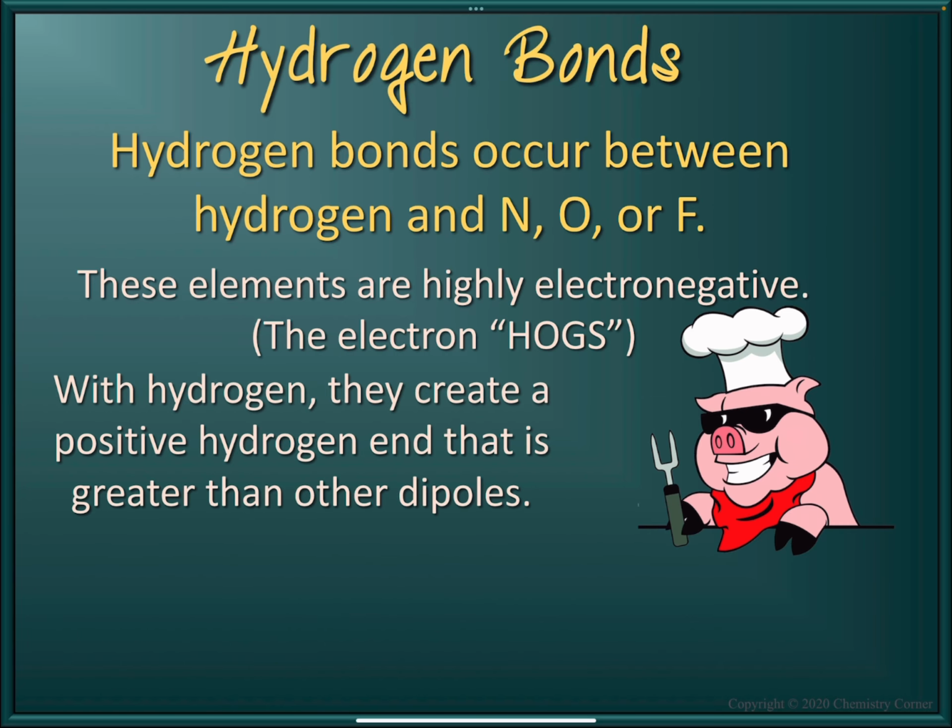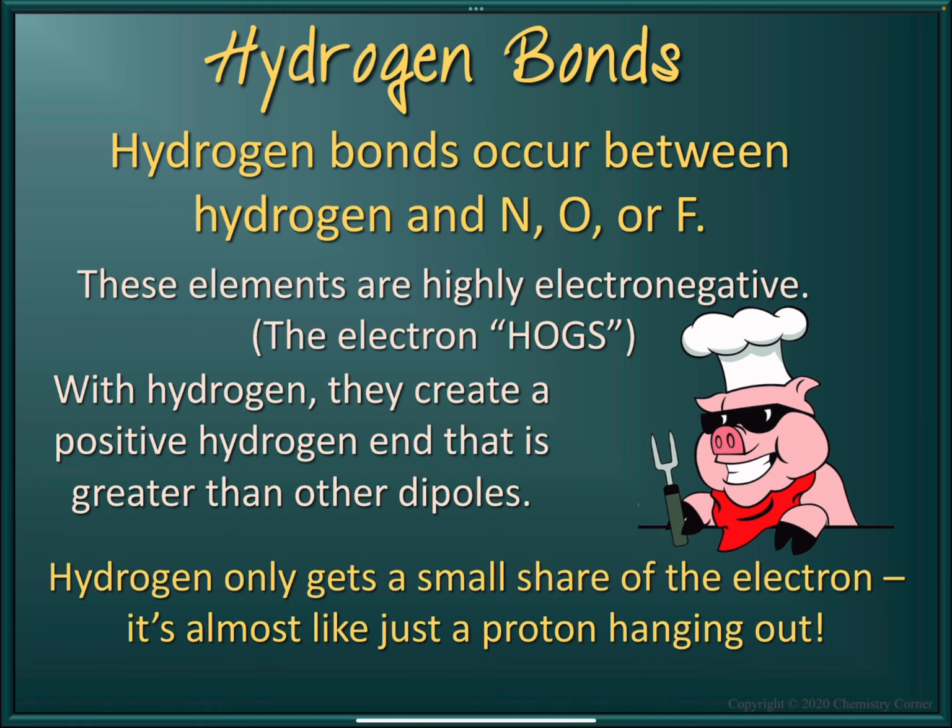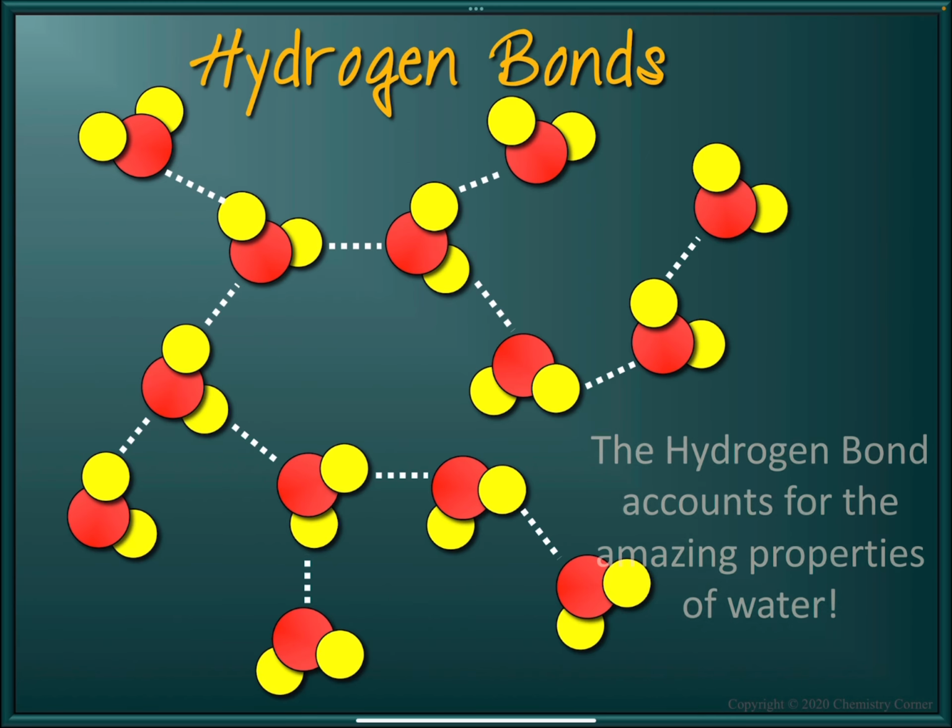Okay, so the little acronym HOGS, that's how you can remember it. It's hydrogen bonds, and only with H-N, H-O, or H-F bonds. Where does the HOG come in? The electron hogs, because it's a hydrogen bond. I don't know. It's cute.